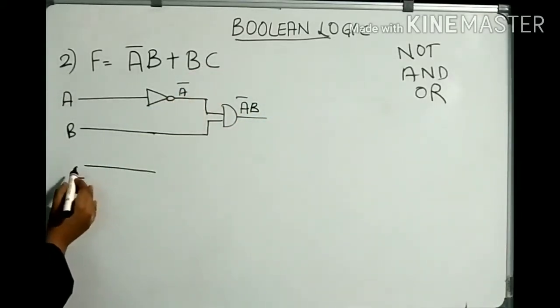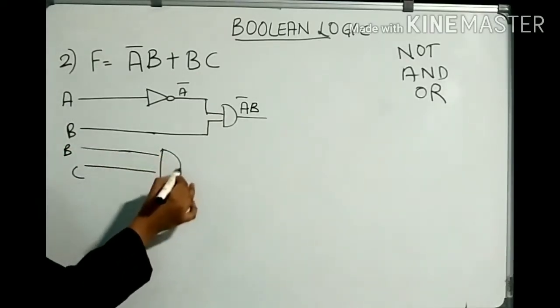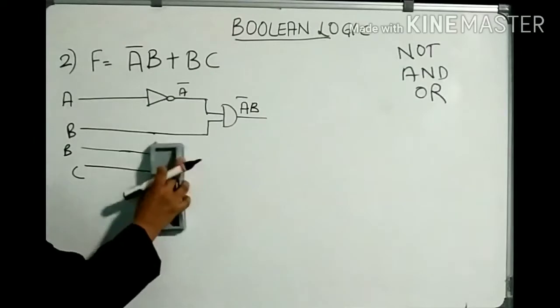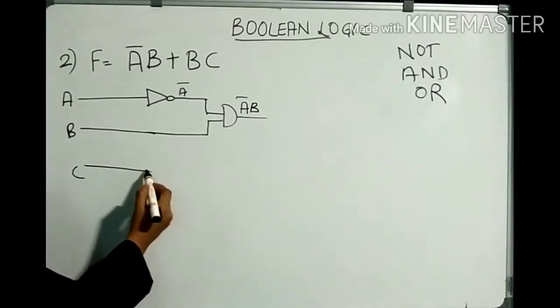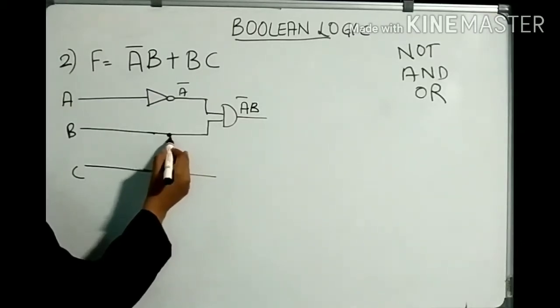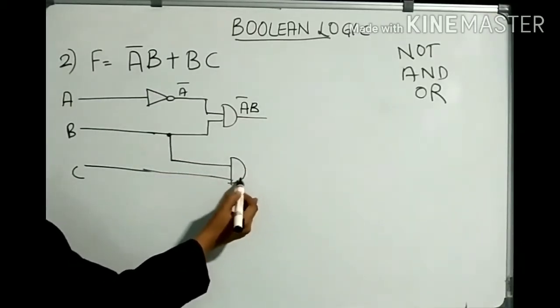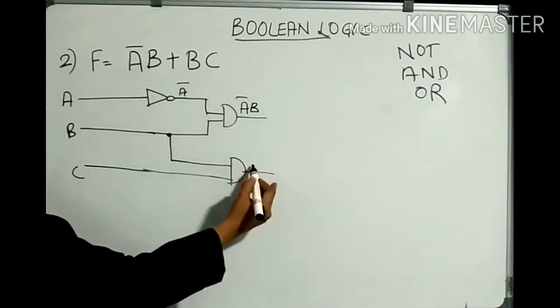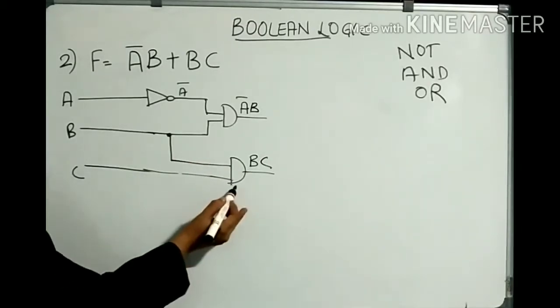We need not give another B from here and then perform AND. Instead what we can do is take a connection from B. So from B I am taking a connection and I am providing AND, because here an AND operation is performed. So the output will be BC: B from here and C from here.